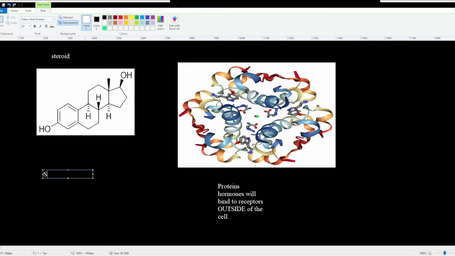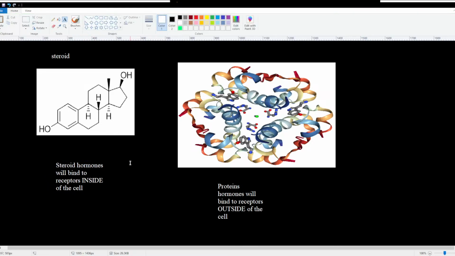And then the steroid hormones will bind to receptors inside of the cell. Well, why is this? If you recall way back when I started, the steroid is just going to go right through the lipid bilayer. It's going to go right through because it's nonpolar. Despite the fact that it's still large, it's still going to go right through because it's nonpolar.